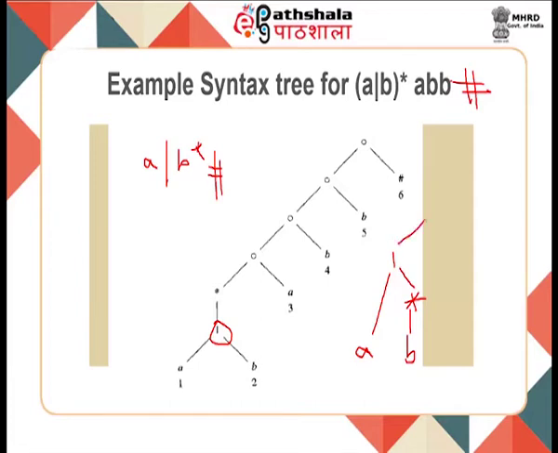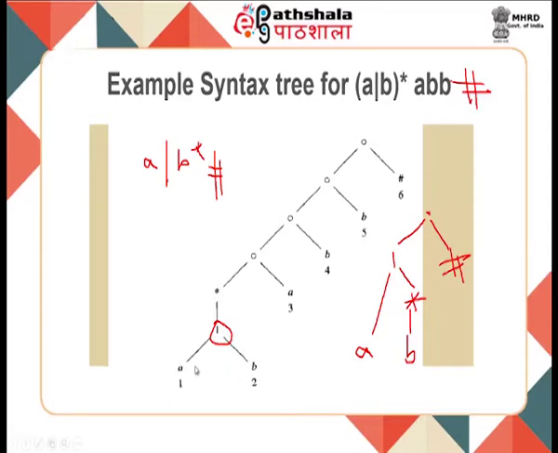So, it is going to be dot followed by hash. This is how the tree is going to look if it is of this particular expression, A or B star. Okay. So, after doing this, that is your first procedure. After constructing the syntax tree, now we have to find out the functions nullable, first position, last position and follow position. The first thing is to find out the nullable nodes.